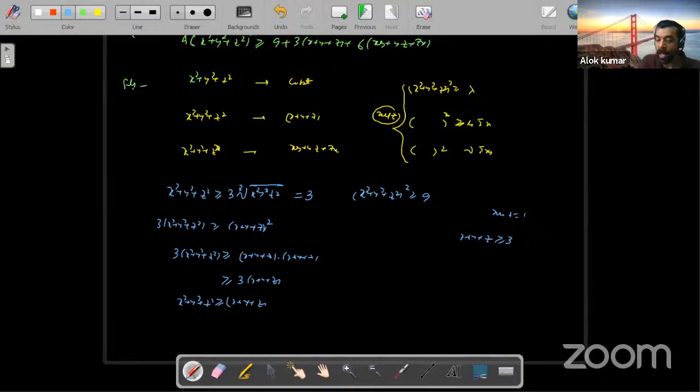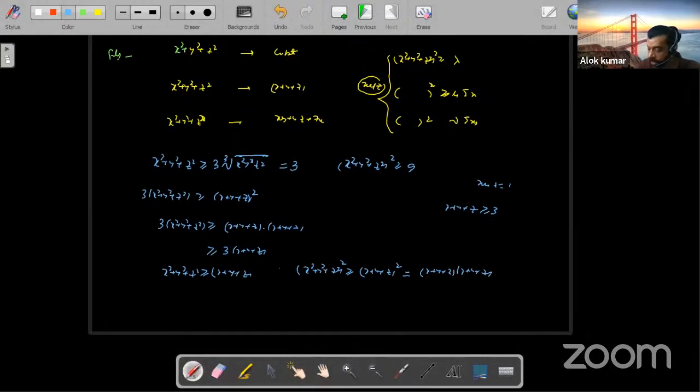But I want to relate x²y²z² to this. So again square it. So (x² + y² + z²) whole square is greater than or equal to (x + y + z) whole square. But again, I want only linear. So keep one (x + y + z). So you write this as (x + y + z) times (x + y + z). One you cleverly keep because you want degree linear, and this you substitute by greater than or equal to 3. So in effect, you have got (x² + y² + z²) whole square greater than or equal to 3 times (x + y + z).